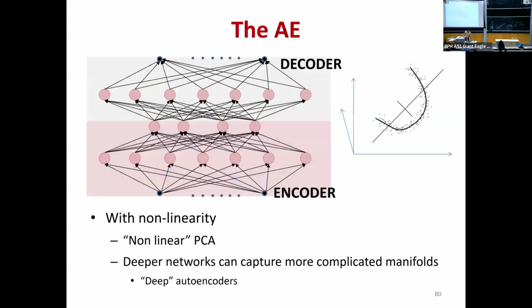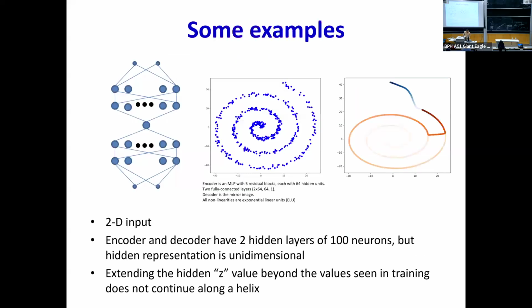So with nonlinearity, this basically ends up being nonlinear principal component analysis, or rather principal manifold analysis. And deeper networks can capture more complicated manifolds. So here are some examples. In this case, we have some data on a spiral. And these are two-dimensional data, and then we have this network where it brings the data down to one dimension and then back into two dimensions. The details of the network are on the slide.